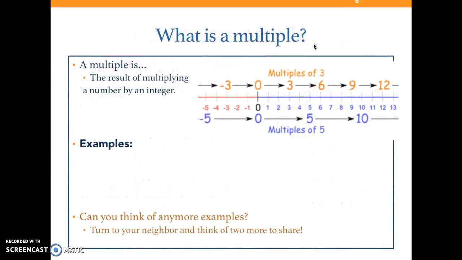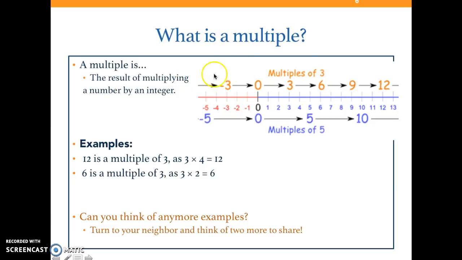Okay, so what is a multiple? So we got to start off with today. The result of multiplying a number by an integer is a multiple. Let's look at some examples. 12 is a multiple of 3 because 3 times 4 equals 12. Let's look at another example. 6 is a multiple of 3 because 3 times 2 equals 6.